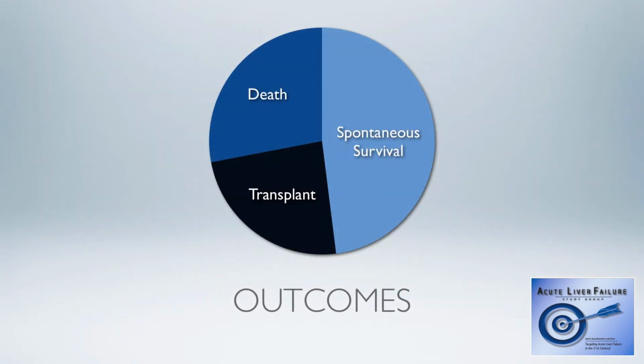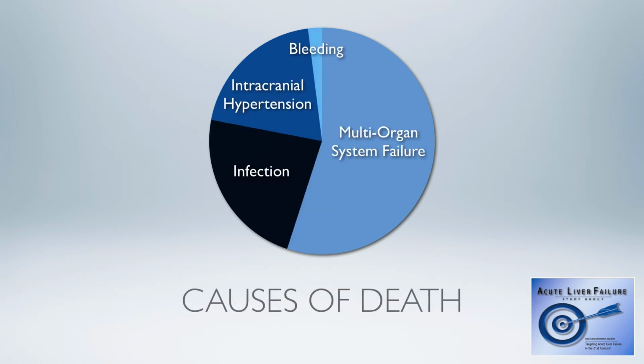While many patients with acute liver failure survive without needing a liver transplant, many still require emergent liver transplantation or die without a transplant. We hope the Acute Liver Failure Checklist will improve outcomes of acute liver failure and increase the spontaneous survival rate. Patients with acute liver failure frequently die of multi-organ system failure, infection, intracranial hypertension, and, less commonly, from bleeding. We hope the checklist will improve intensive care management of acute liver failure and reduce the risk of death from these causes.